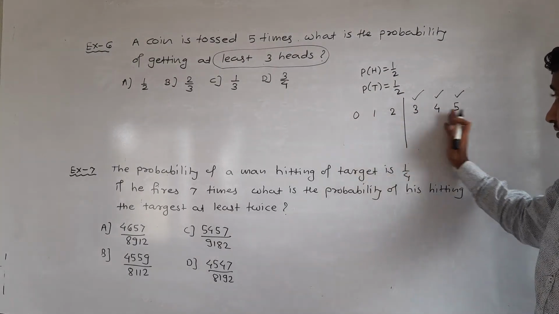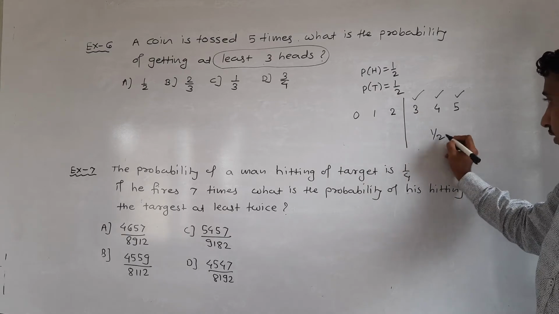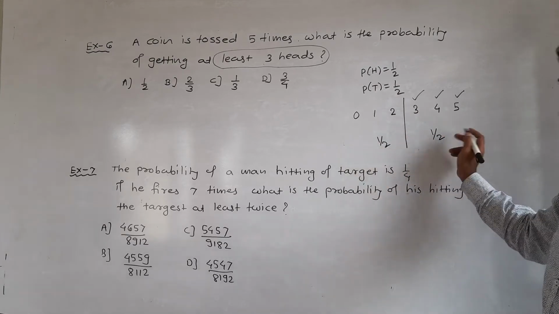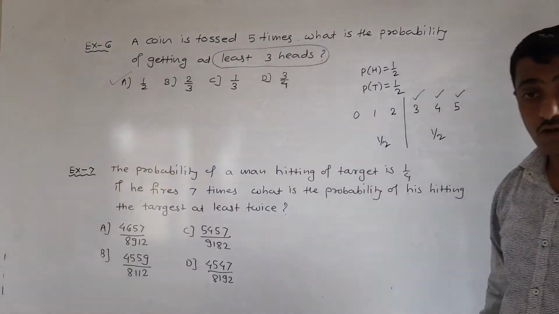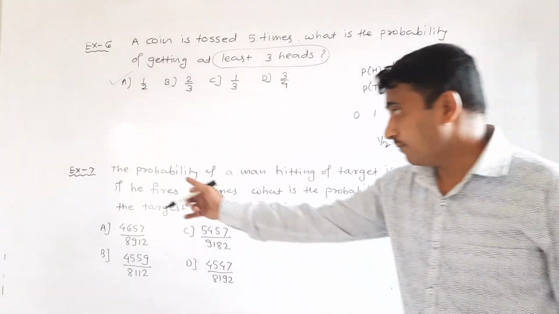Therefore, at least 3 heads, here probability 1 by 2, here again 1 by 2. Total probability is always 1, therefore 1 by 2. A option. Now next, example number 7.